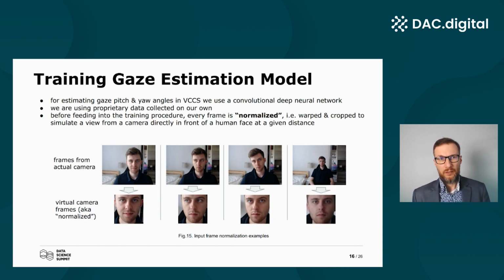No matter how the head is positioned in the actual camera field of view, frame normalization transforms that frame so the tip of the nose is directly in the middle of the normalized frame, and eye centers are aligned to lay on the line that is parallel to the top image side.